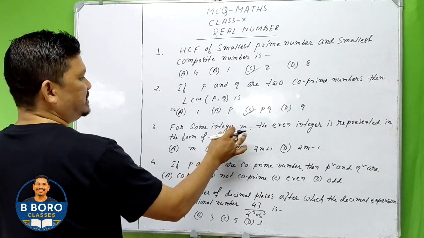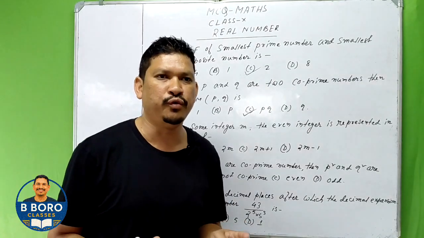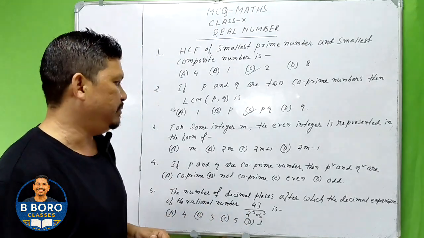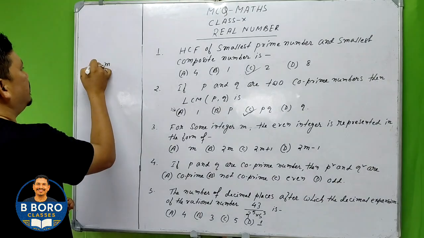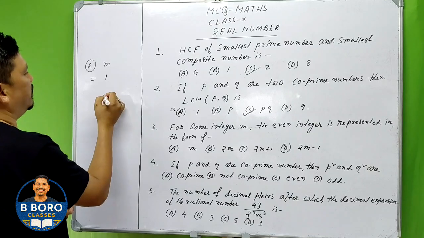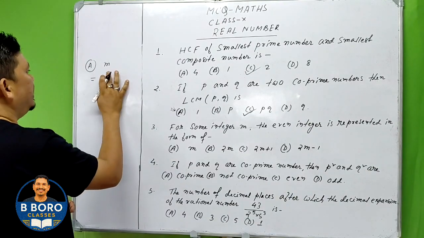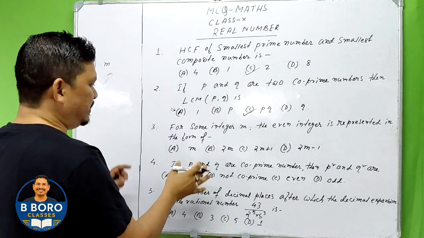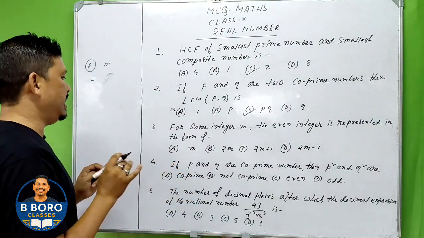For some integer m, we need an even number. First of all, even numbers are 2, 4, 6, 8, 10. These are even numbers, that means those numbers which are divisible by 2. Now, suppose option A, m. If we substitute m equal to 1, it is 1, which is not even. If we substitute m equal to 2, it is even. If we substitute m equal to 3, it is an odd number. That means sometimes it may be even, sometimes odd. So option A is not the correct option.